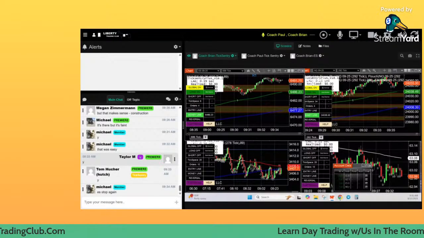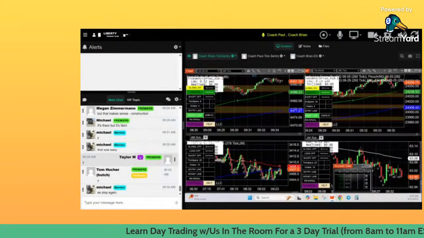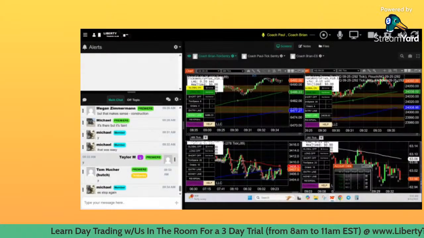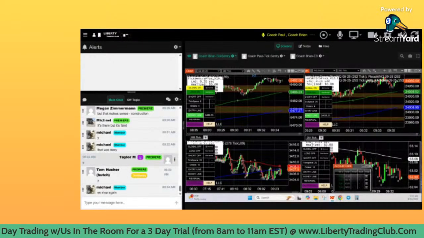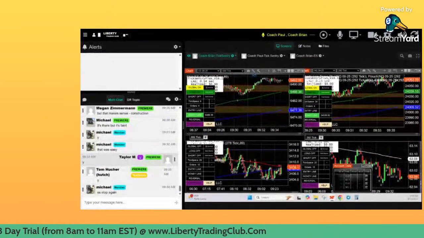Look at that. Zone's working on the NQ first out of the gate. Zone's working on the ES right out of the gate. And we didn't even know where to put them. Amazing, isn't it? Just amazing.